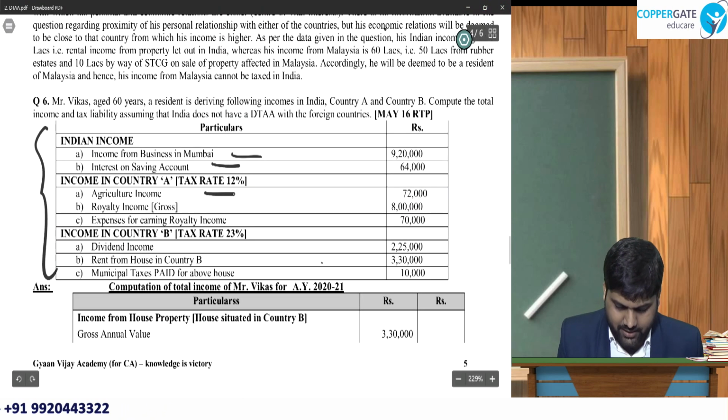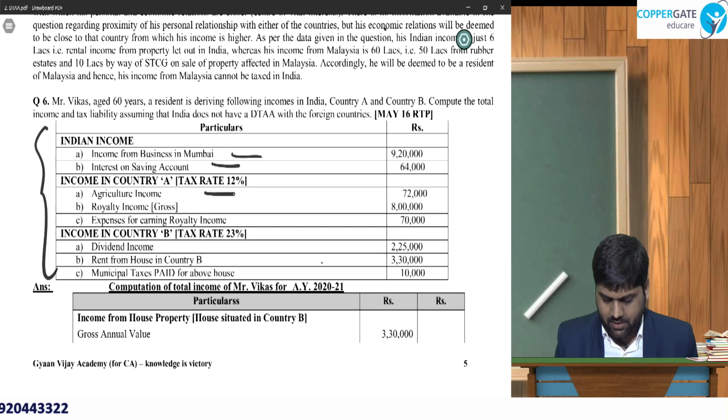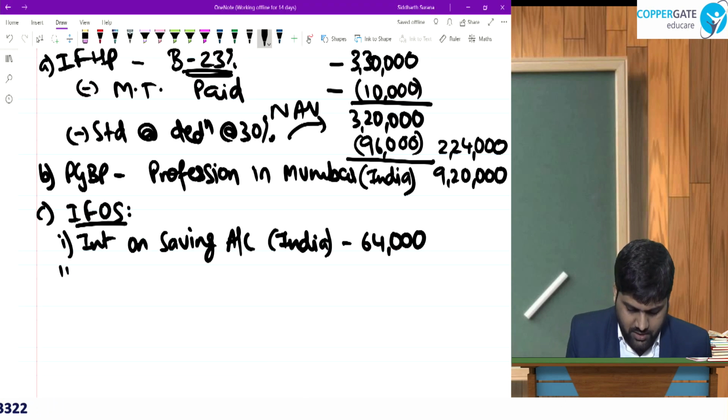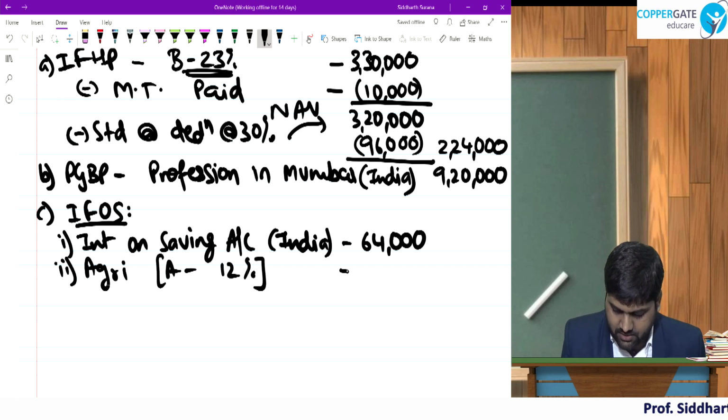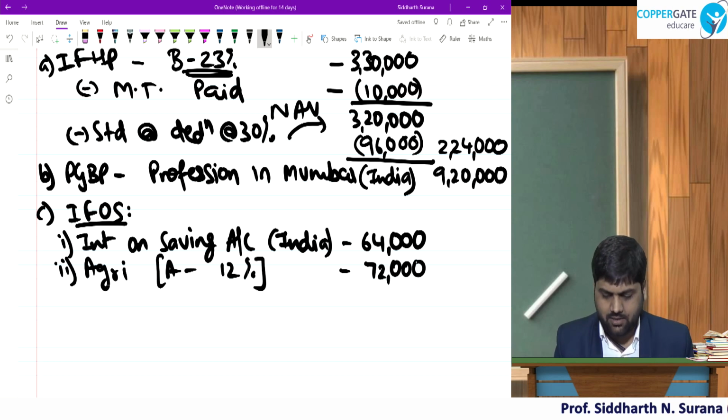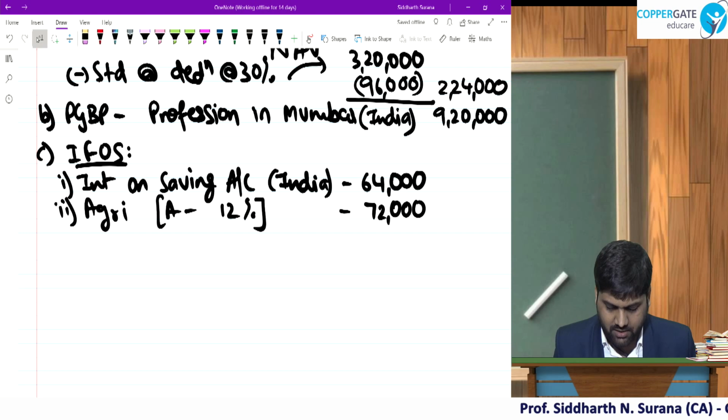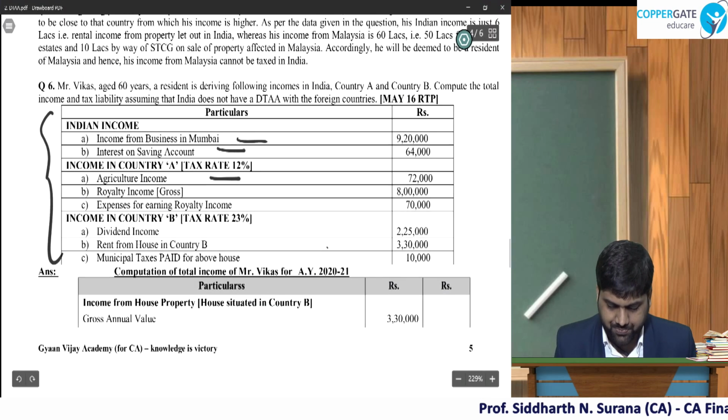Next, agriculture income in country A. With all the discussion, do we now know that agriculture income in country A, where tax rate is 12%, is going to be taxable in India because assessee is resident under IFOS, rupees 72,000? Tell me yes or no.